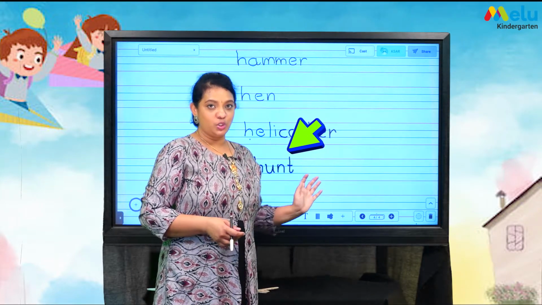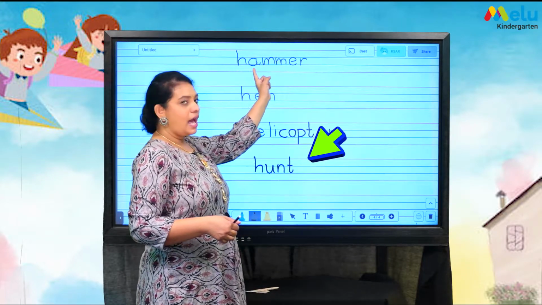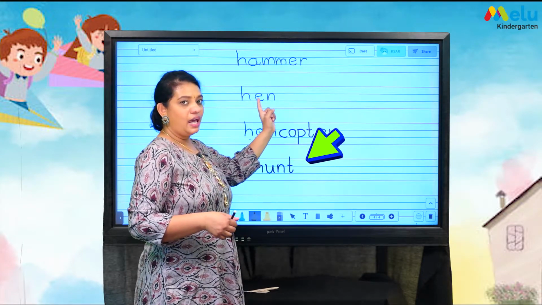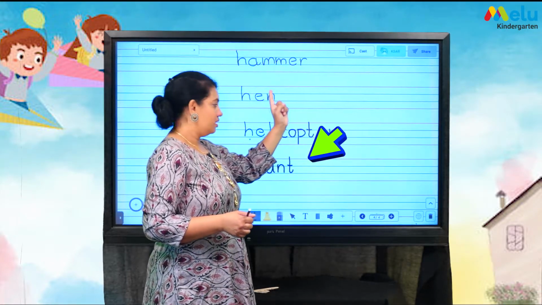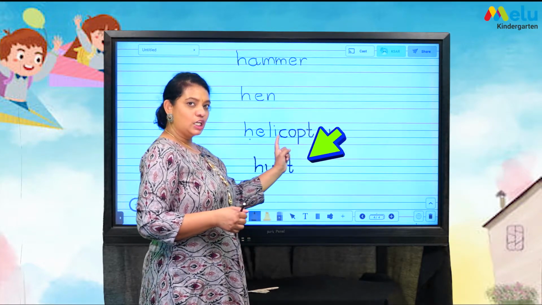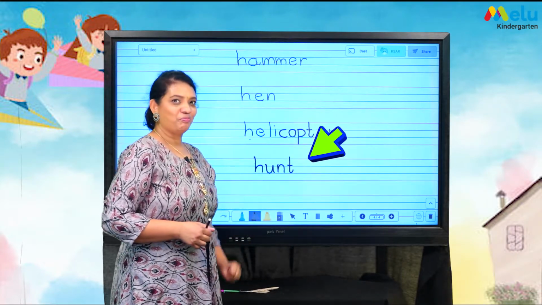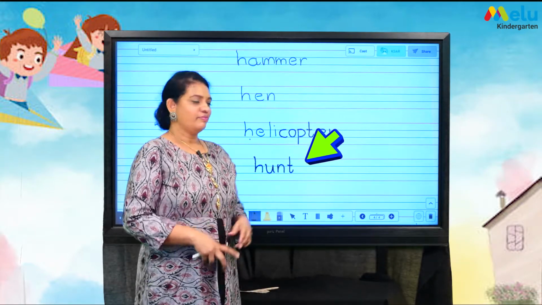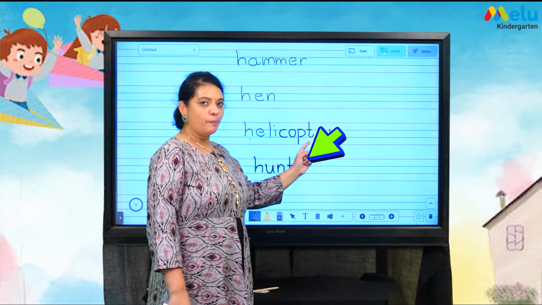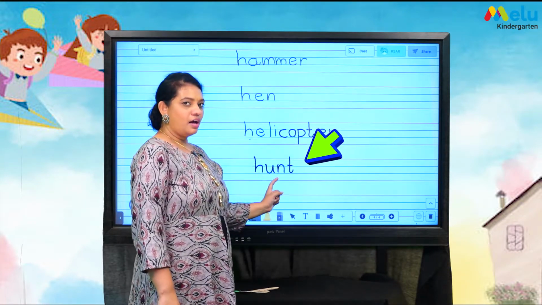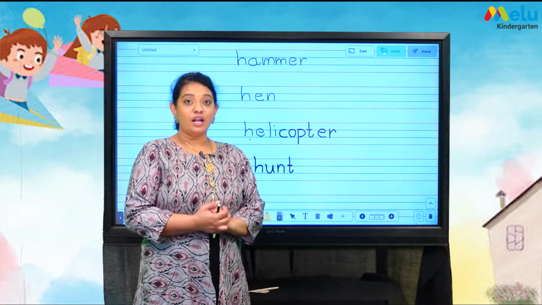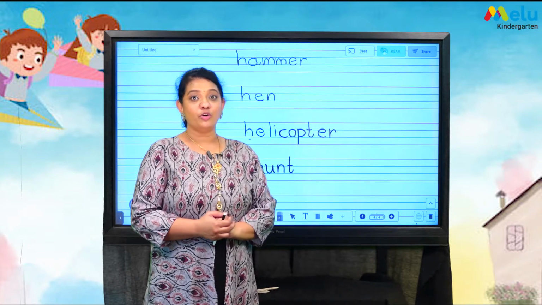So let's read together. Hammer, hammer. Hen, hen. Helicopter, helicopter. Hunt, hunt. Yes, children, we are done with the words, and how to write them with the phonetic sounds.